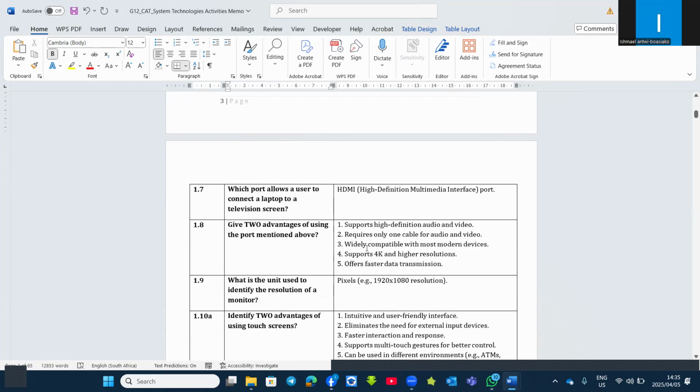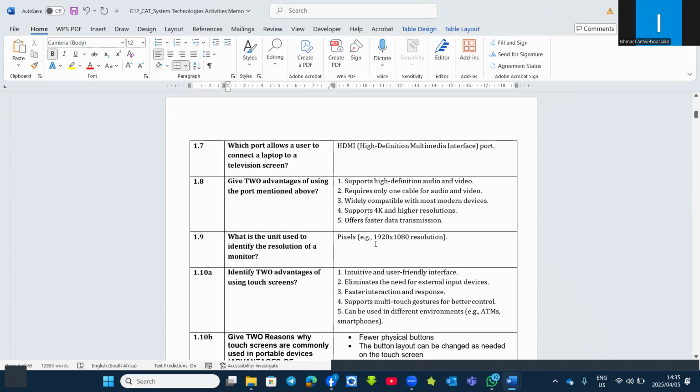Right, 1.7: which port allows a user to connect a laptop to the TV screen? Now, mostly we use HDMI, high definition multimedia interface, for the TV screen. Give two advantages of using the port mentioned above. In other words, advantages of HDMI.